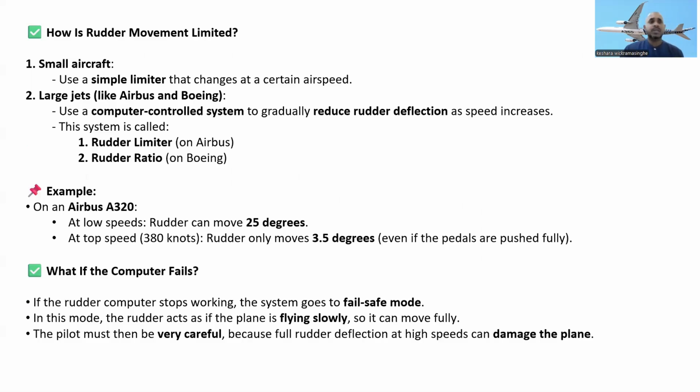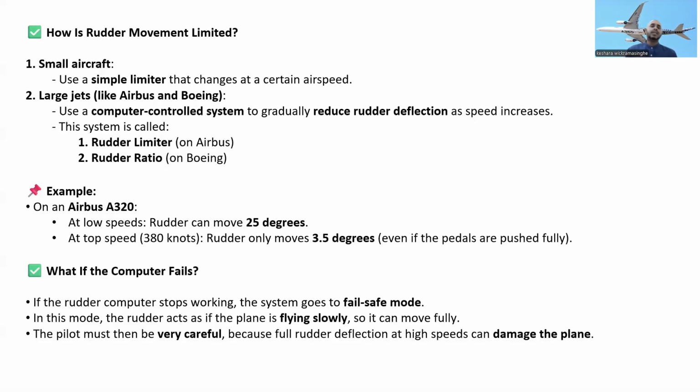Small aircraft use a simple limiter that changes at a certain airspeed, and large aircraft like Airbus and Boeing use a computer control system that gradually reduces rudder deflection as speed increases. It means if the speed increases, the angle the rudder can move is reduced. This system is called the rudder limiter on Airbus aircraft, and rudder ratio on Boeing. For example, on the Airbus A320, at low speed the rudder can move 25 degrees. At top speed, 380 knots, the rudder only moves 3.5 degrees, even if the pedals are pushed fully.